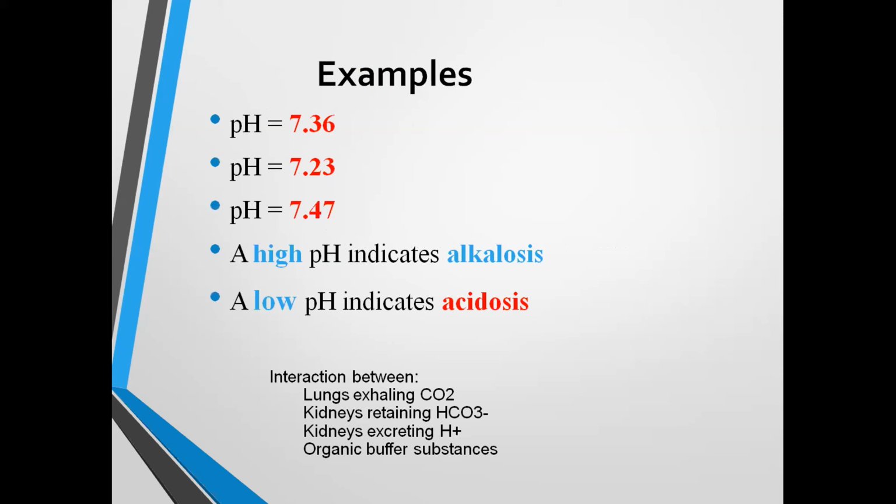Like this is an example: pH is 7.36, pH is 7.23, pH is 7.47. Look here: 7.36, 7.23, 7.47. And 7.36 it is normal.